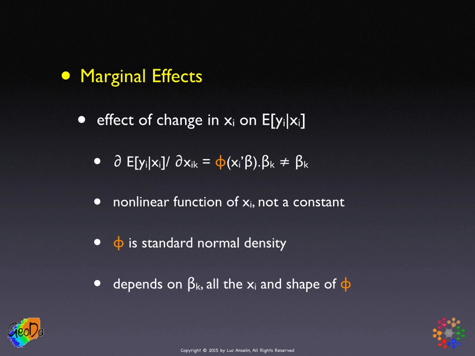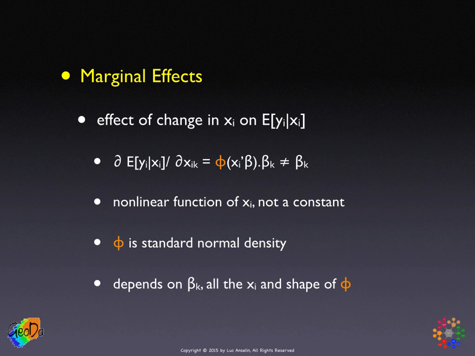It's not constant, and it depends, obviously, on the coefficient of the variable, the full range of values that the explanatory variable takes, and then where it is in the particular density function. The shape of that density function makes a difference as well on how fast or how slow it changes.